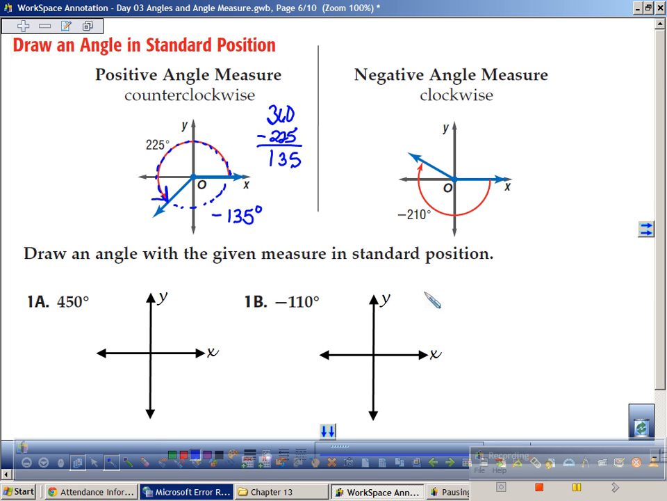Okay? Good? All right, draw an angle with the given measure in standard position. In standard position means where am I going to start? I'm going to start right here. No, this is called the initial side, right? So I'm going to start here, my initial side, and I'm going to go around. How far do I have to go around? A little bit more than 1. I have to go more than 360. So there's 360. How much more do I need to go?